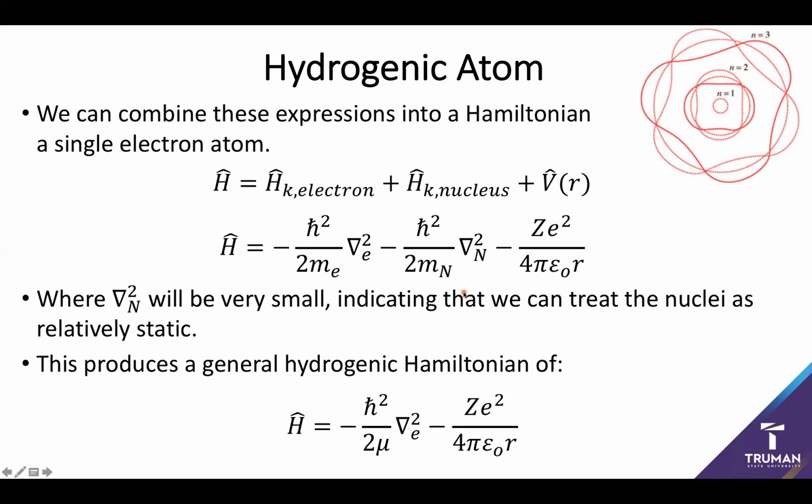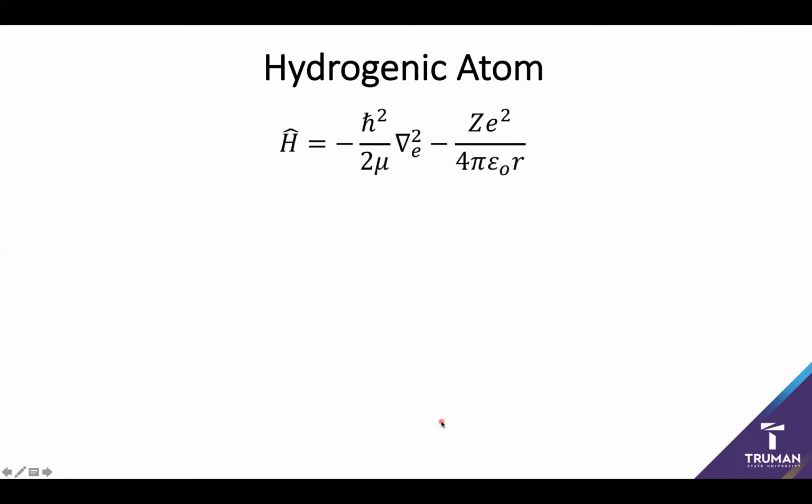And this produces a relatively general Hamiltonian for a hydrogenic system. So this is going to be the Hamiltonian for a system where we only have a single electron, where we're going to be focusing in on the kinetic energy of the electron and the potential energy of the electron. So this leaves us with a little pesky trick we have to deal with.